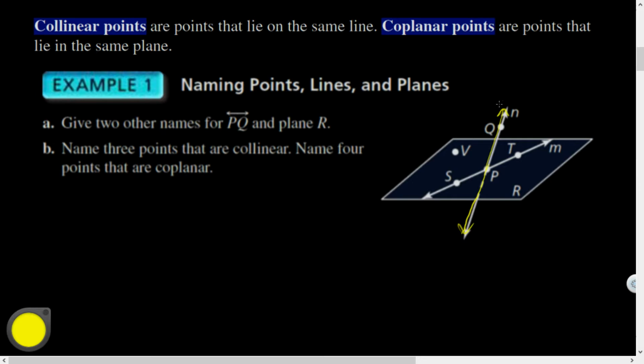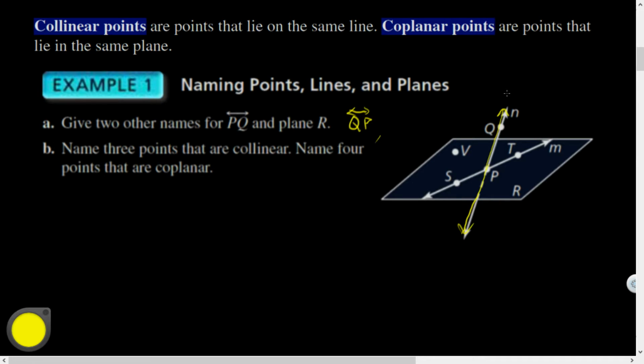Would someone want to volunteer another name for that? Yeah, line QP. And so I'd label it like that. And maybe someone else, what's another name for it if you can see it on the diagram there?